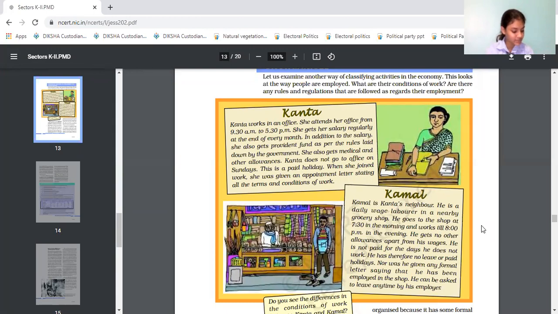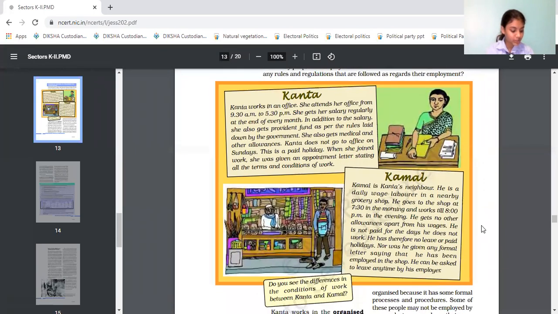In addition to the salary, she also gets provident fund as per the rules laid down by the government. She also gets medical and other allowances. Kanta does not go to office on Sundays. This is a paid holiday. When she joined work, she was given an appointment letter stating all the terms and conditions of work.